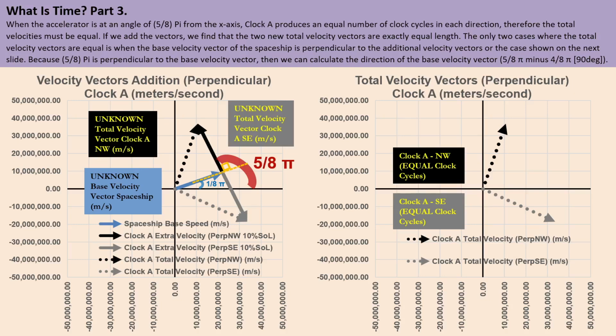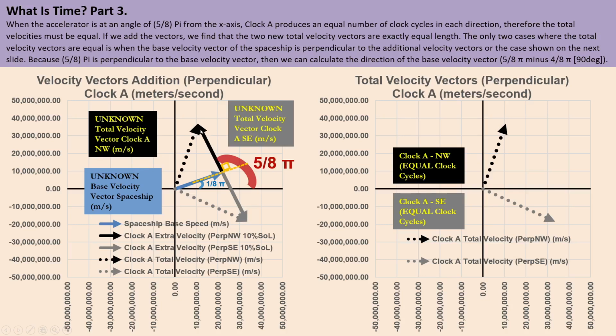Because 5/8 pi is perpendicular to the base velocity vector, then we can calculate the direction of the base velocity vector of the spaceship. Okay, so finally we can calculate the direction of the base velocity vector of the spaceship, which is the first part of the tests that we're trying to accomplish. We know these new velocity vectors are perpendicular to the velocity vector of the spaceship because when we're performing our tests, clock A is producing an equal number of cycles in either direction.